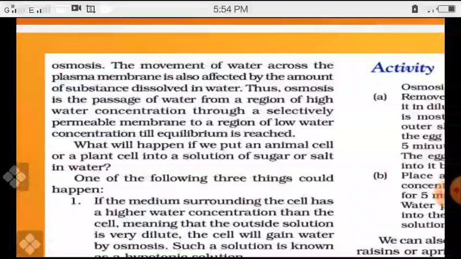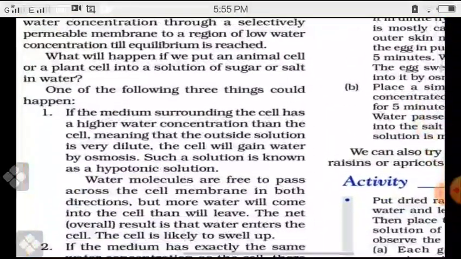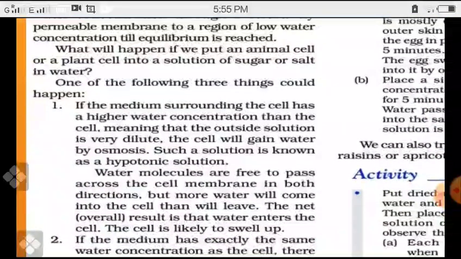I repeat, what is osmosis? The passage of water from a region of higher water concentration through a selectively permeable membrane to a region of low water concentration till equilibrium is reached. Now let us discuss what will happen if we put an animal cell or a plant cell into a solution of sugar or salt in water. The following three things can happen.